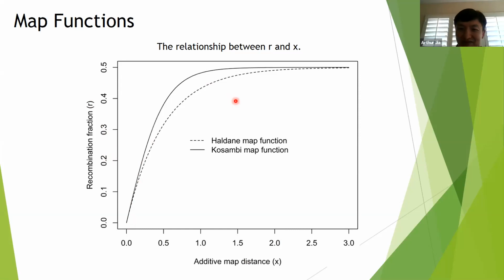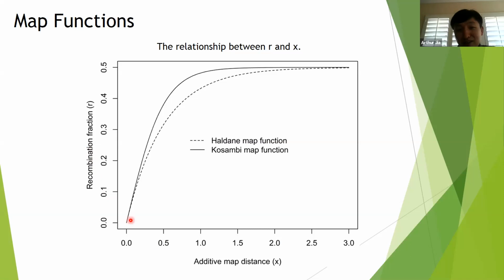Any questions? All right. So we have two famous map functions that try to explain the relationship between the additive crossing over based map and the recombination frequency based map. The names are here. One is the Haldane map function, and the other one is the Kosambi map function. So these two map functions show the relationship between the additive map distance and the non-additive map distance.